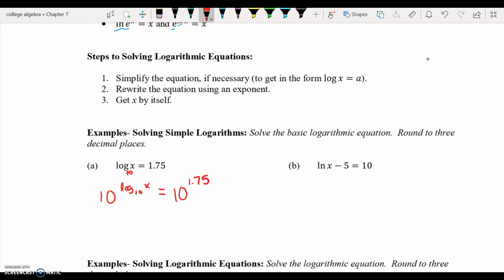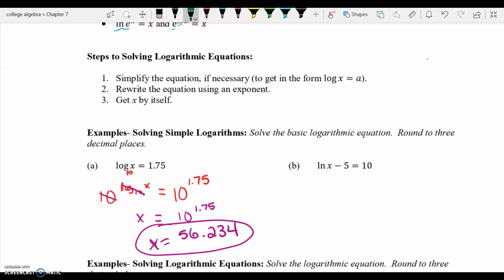So when you do this, the 10 and the log base 10 cancel, and then I get 10 to the 1.75, which you can type into your calculator. You should get 56.234. We're just going to round it to 3 decimal places.